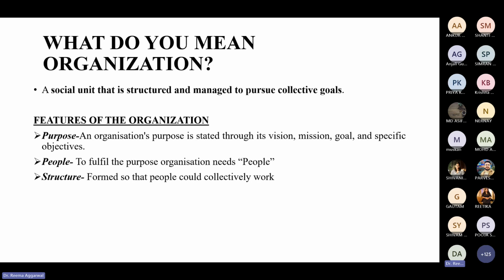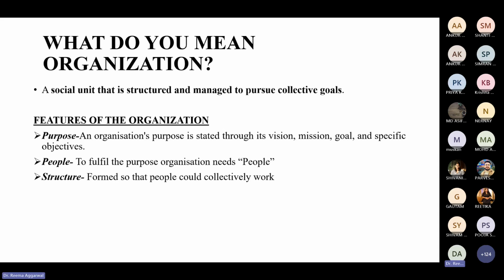So an organization needs 3 things. One is purpose. What is purpose? A purpose is stated through vision, mission, goal, and specific objectives. Purpose is very, very important. What type of social requirement are you trying to fulfill by making this organization? That defines your purpose. If I talk about LinkedIn, what is the purpose of LinkedIn? It is trying to connect different working professionals throughout the world. So that is their purpose.